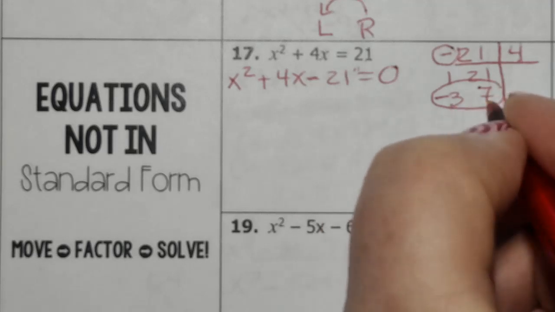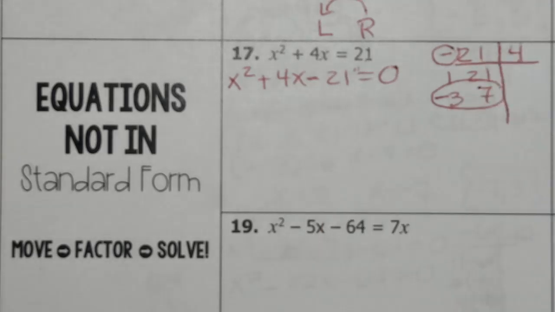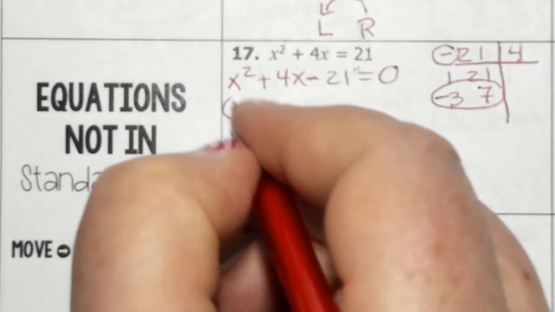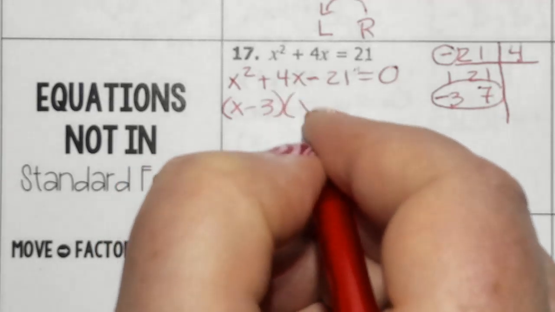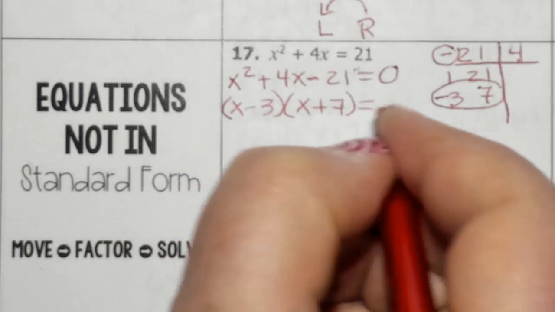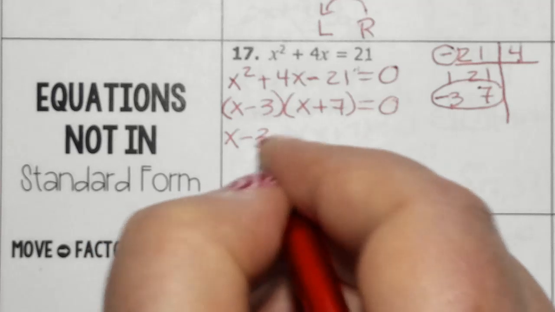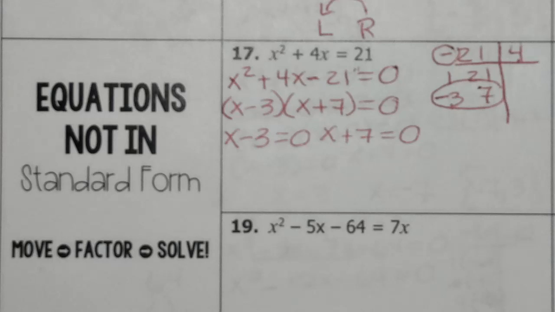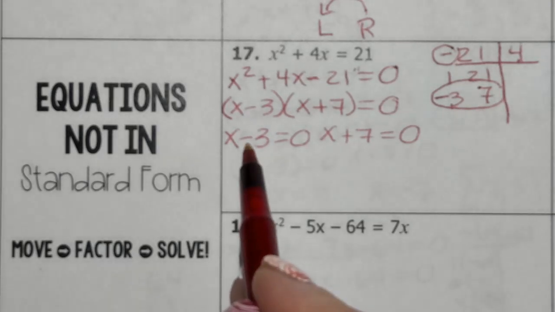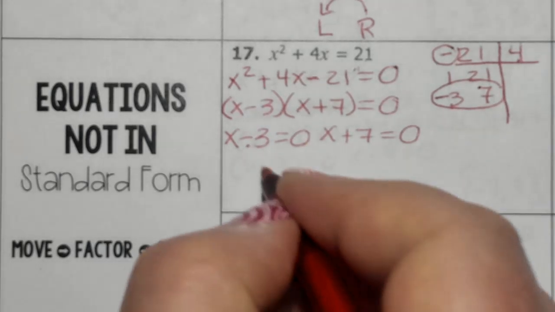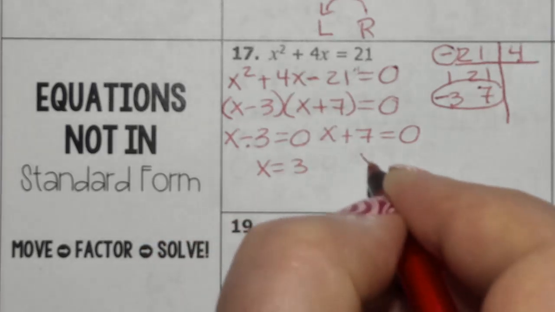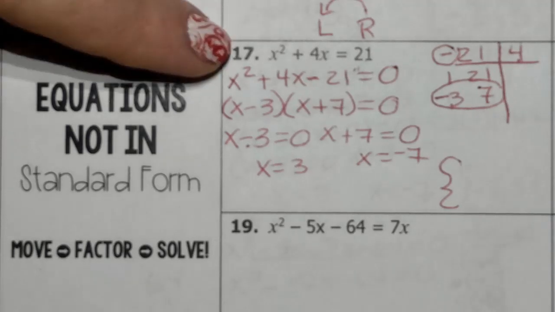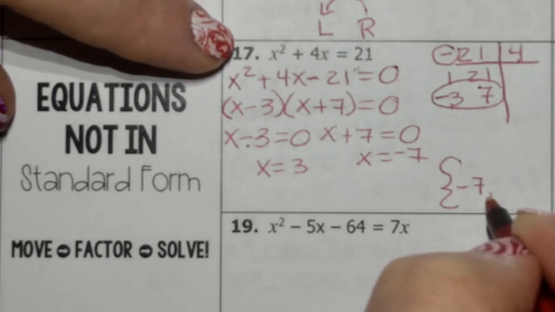Negative 3 multiplied by 7 gives you negative 21. Negative 3 plus 7 gives you 4. Write your factors. Set your factors equal to 0. Now solve. Opposite of minus 3, plus 3 when you go to the other side. Opposite of plus 7, minus 7. So our solutions for number 17 are negative 7, 3.